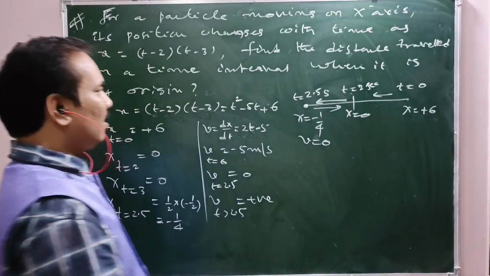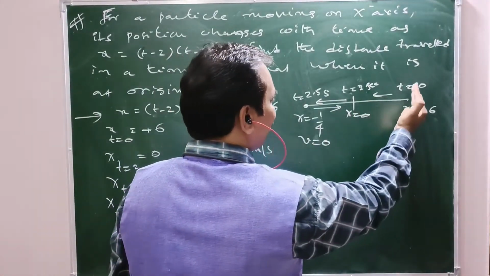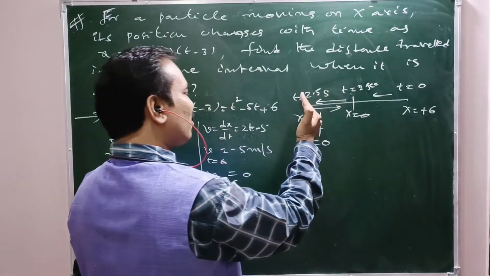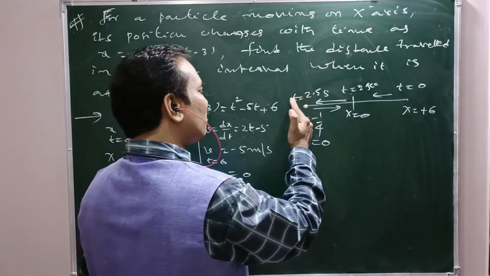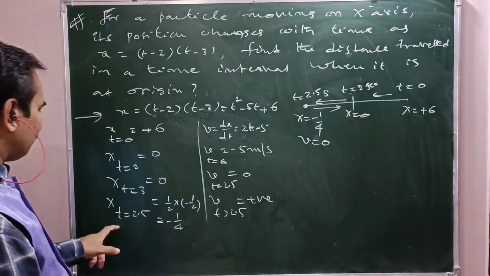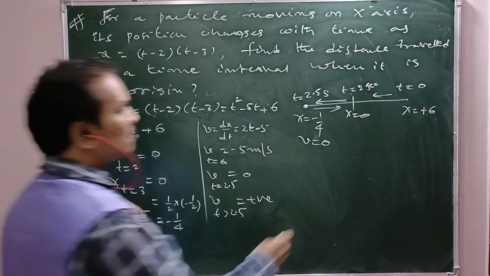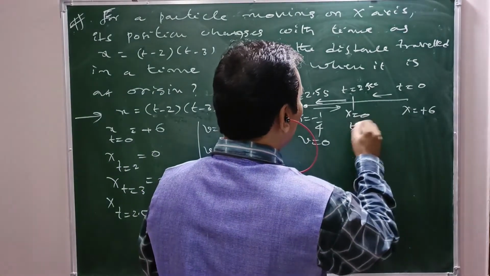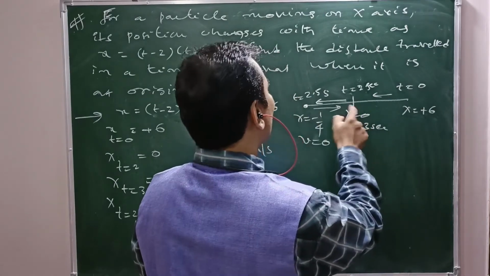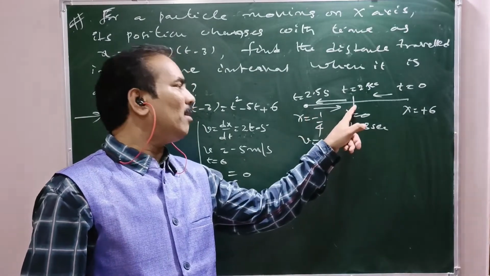Initially, after crossing the origin, it moves towards the negative x-axis and again starts to retrace like that. Okay, so this is the situation. From x equal to plus 6 to x equal to 0, x equal to 0 to x equal to minus 1 by 4, again from minus 1 by 4 to x equal to 0. At t equal to 3 seconds, what is the position here? 0. So at t equal to 3 seconds, once again the particle reaches the origin from the extreme position.